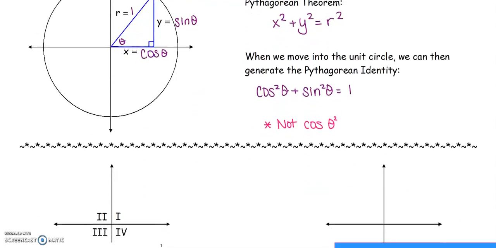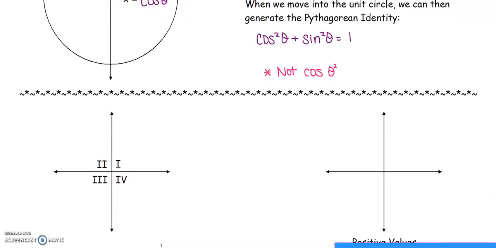Now, I want us to go ahead and to think about our different quadrants here for a moment. In quadrant 1, we know all of our points are going to be a positive x value and a positive y value. In quadrant 2, it will be a negative x value and a positive y value. In quadrant 3, it will be negative, negative. And in quadrant 4, it's going to be positive, negative.